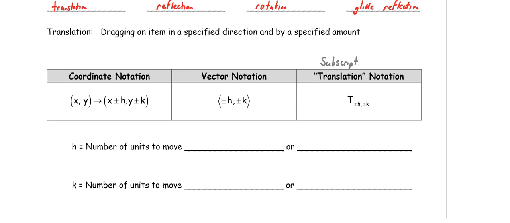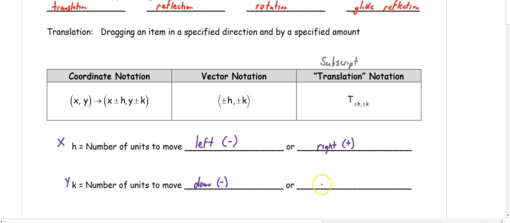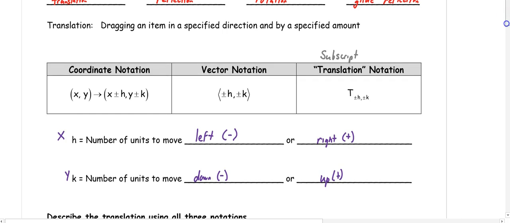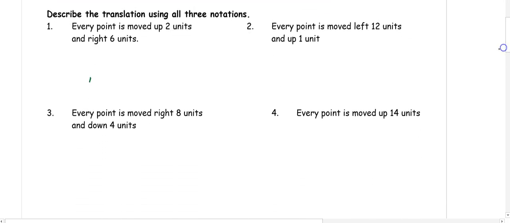So as a review real fast, h is going to move our x coordinate. So we're either going to move left if it is negative, and we are going to move right if it is positive. K deals with our y coordinate. So if it is negative, we're going to move down, and we're going to move up if it's positive. So let's try writing some notation. Describe the translation using all three notations.